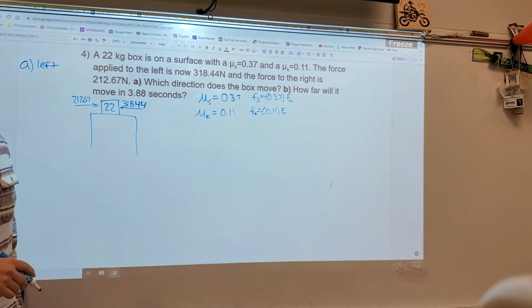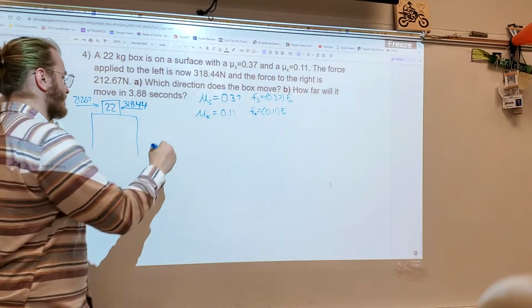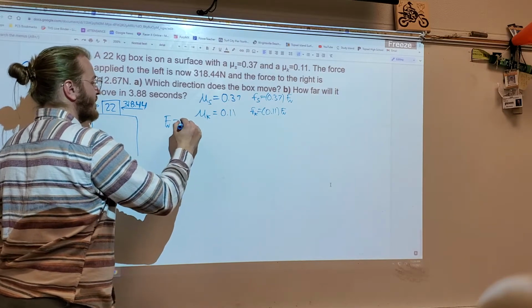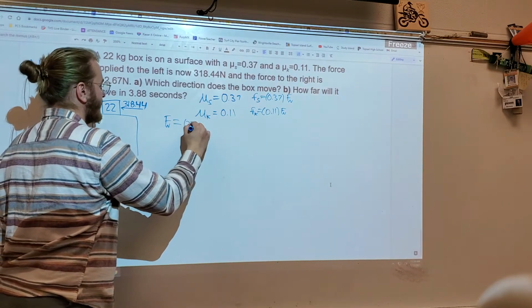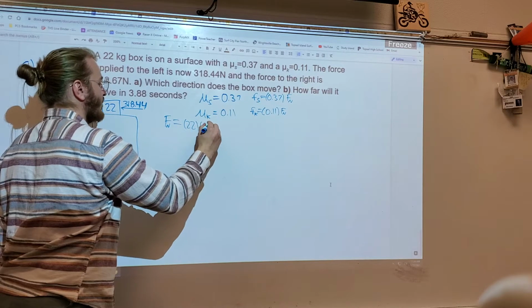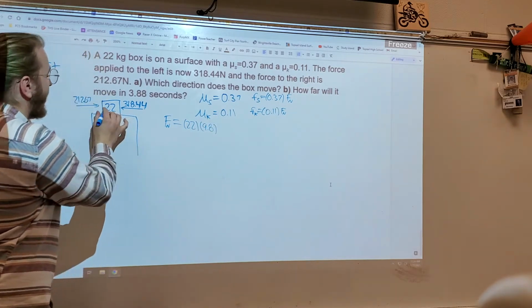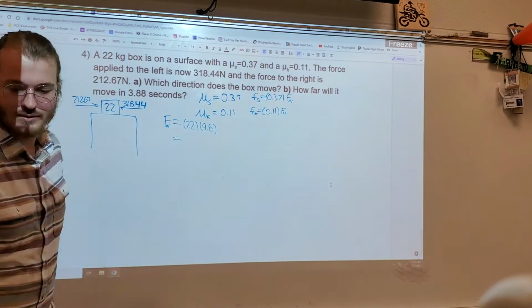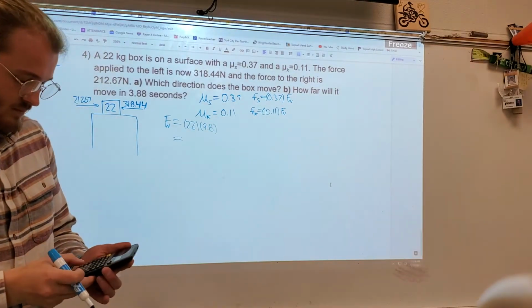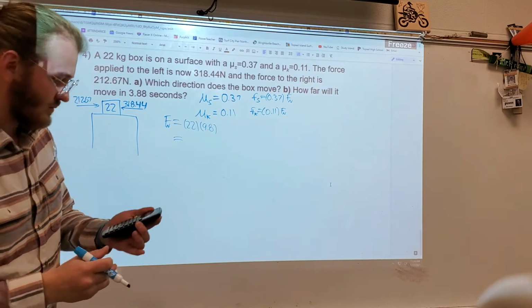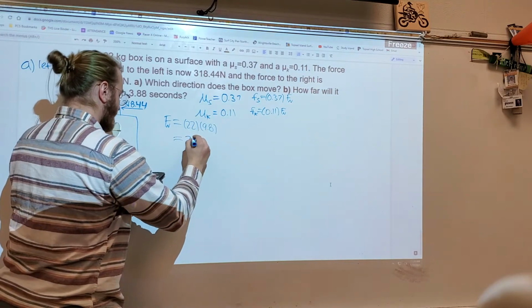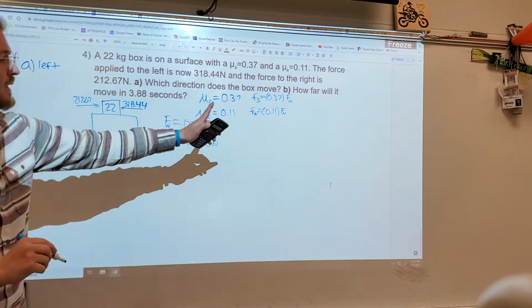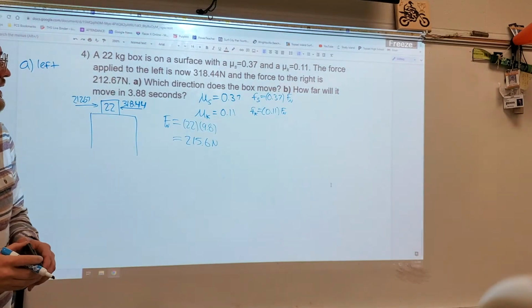What is the equation for the normal force? You're right, it is mg. So I'm going to go ahead and just write that right now. 22 times 9.8. Our mass, 22 kilogram box, times gravity. That gives us 215.6 newtons. Let's find our static and kinetic force.